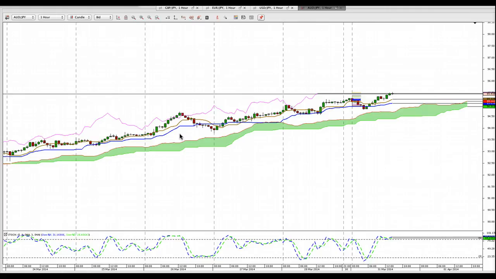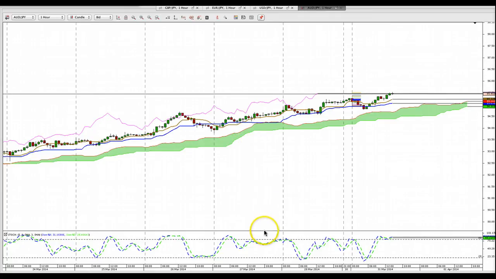Ichimoku Indicator is an excellent indicator to use for directional bias. And let me explain how to use it. There's so much information in these lines that you see, and also this cloud on the bottom. We're looking at a 1 hour chart.